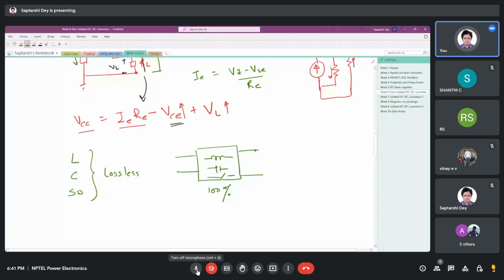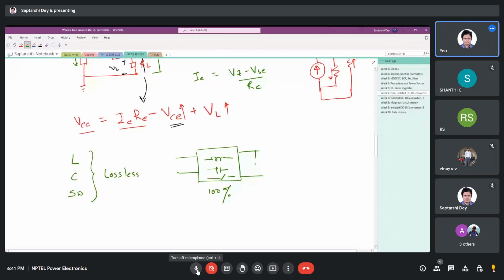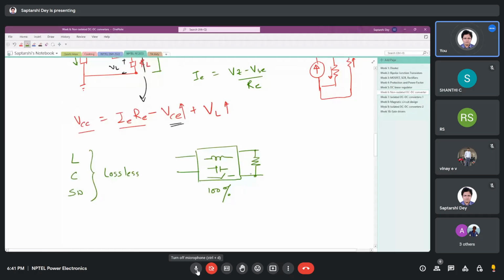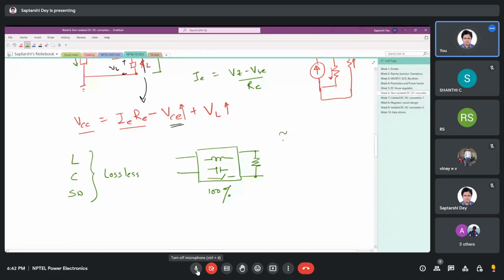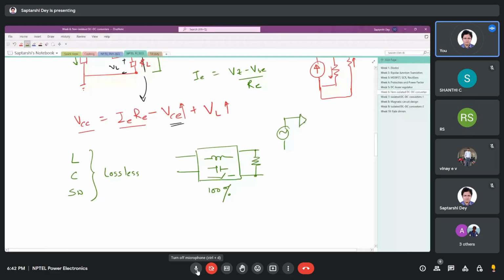Now in all the power electronic converters you will see a resistance connected, but that is only as a load, because any semiconductor circuit without the load does not make sense: if there is no current, the devices themselves do not turn on.